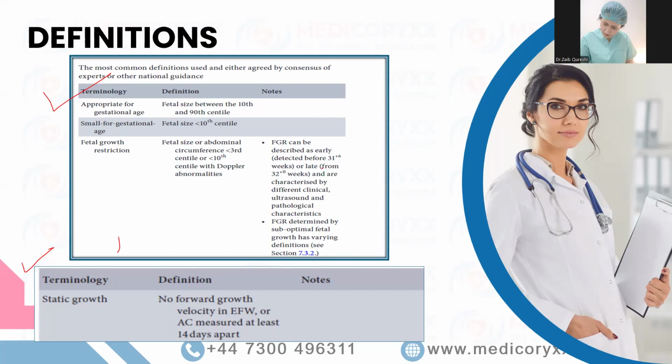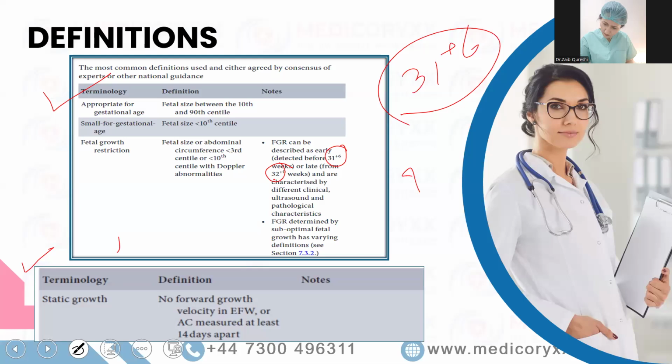So what happens is that in the exam, when you are going to answer, the whole answer will change once the weeks or days change. So you have to be very specific about these words as well. When do we say it is 31 plus 6 weeks? You have to take it up to 31 plus 6 weeks. We all know that in 1 week we have got 7 days, right? So from 32 plus 0 weeks onwards, it is going to be late FGR.